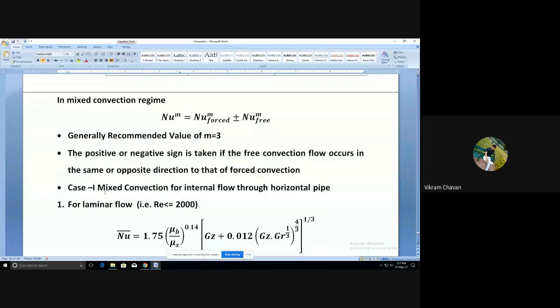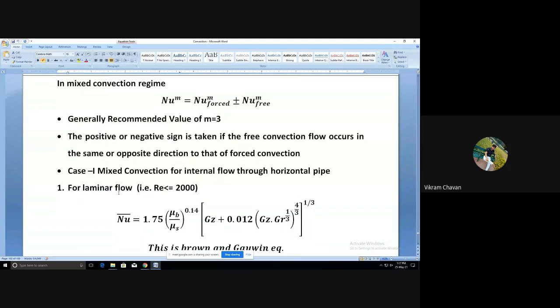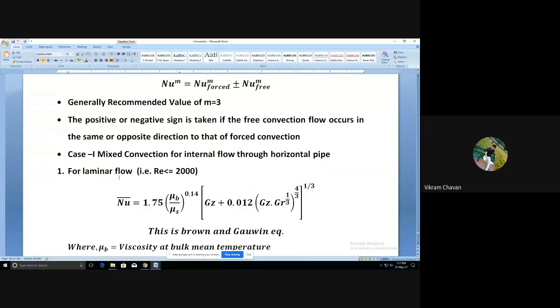So case number 1 we are going to discuss. Case 1: mixed convection for internal flow through a horizontal pipe.